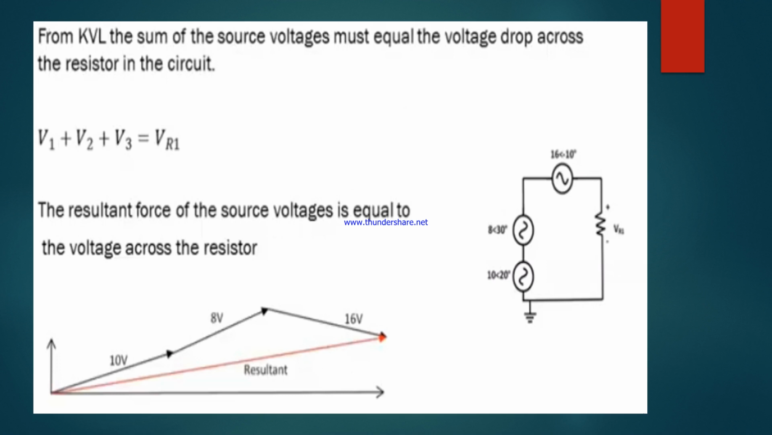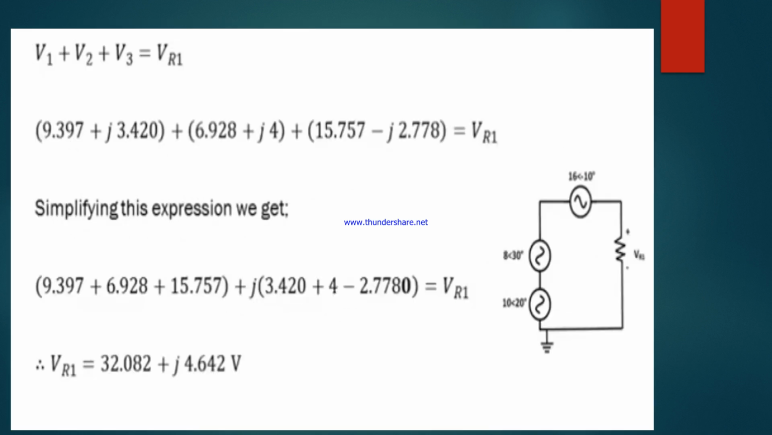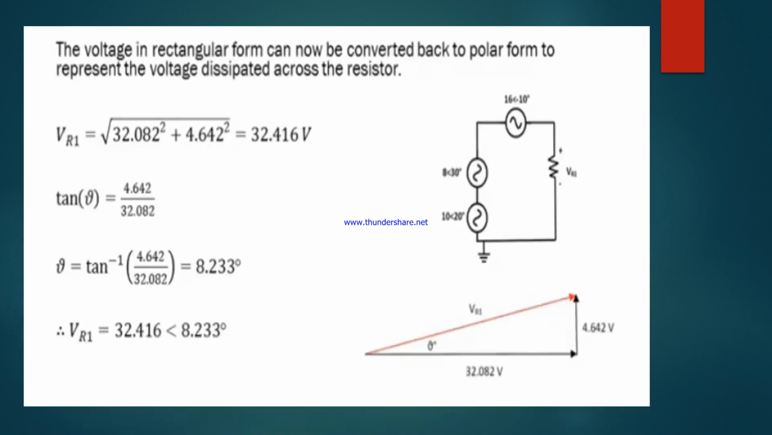The sum of the source voltages must be equal to the voltage dropped across the resistor in the circuit, and this is shown down here, which is V1 plus V2 plus V3 is equal to VR1. To find the resultant vector, the x and y components can be summed to give the resultant in rectangular form. Finally, the rectangular form vector can be transformed to polar using Pythagoras theorem and the tangent identity.